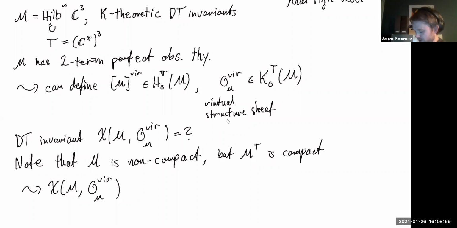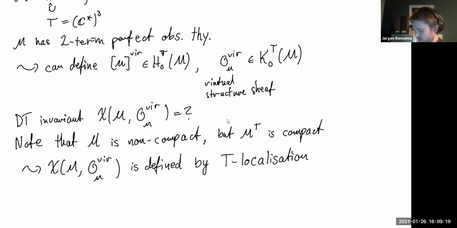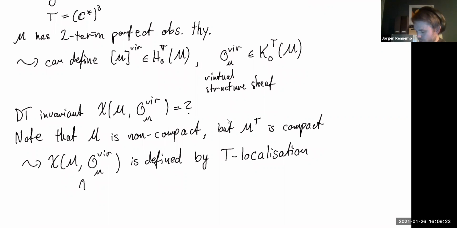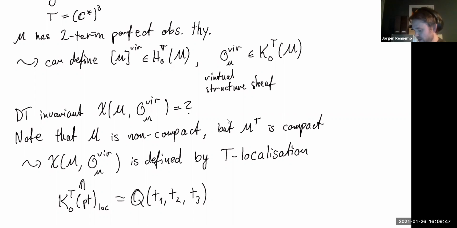I give meaning to this thing by saying it's defined by localization, localizing with respect to the T action. That is a general recipe which I won't go into, but the upshot is that if you define it by localization, you end up with something living in the equivariant K-theory of a point suitably localized, which has an explicit description as the ring of rational functions in t1, t2 and t3. Here these t_i's are the coordinates of the torus T.